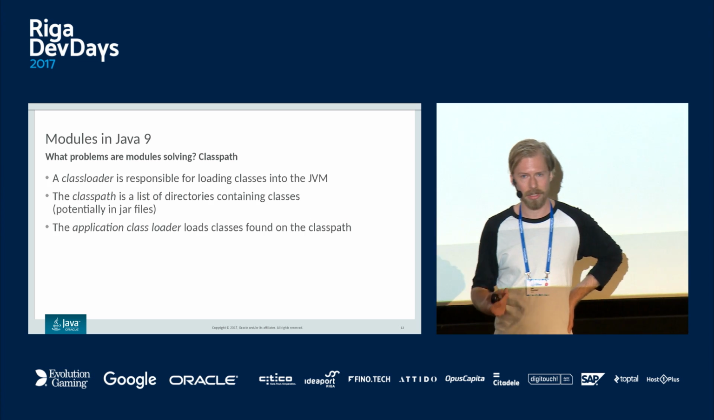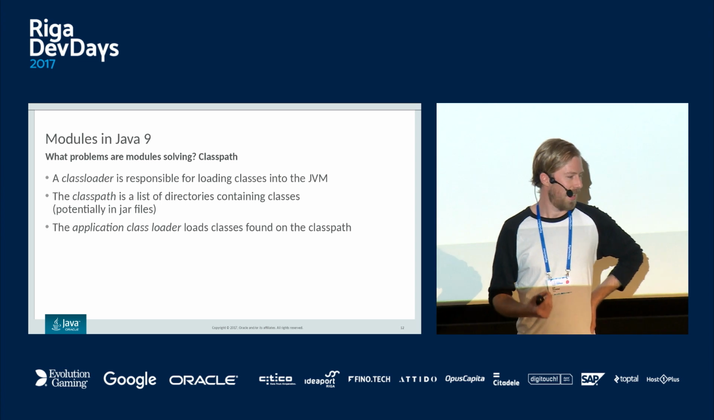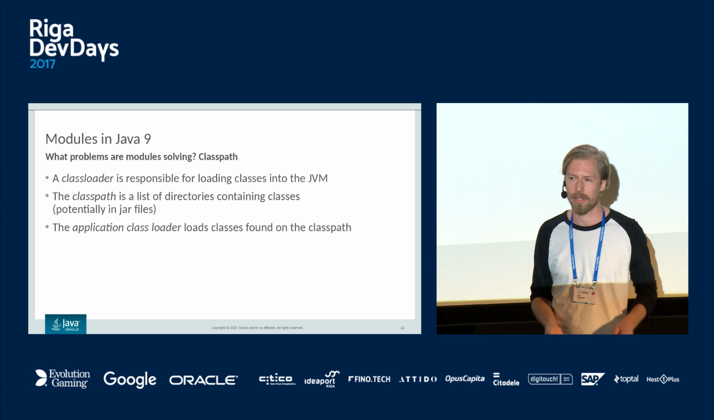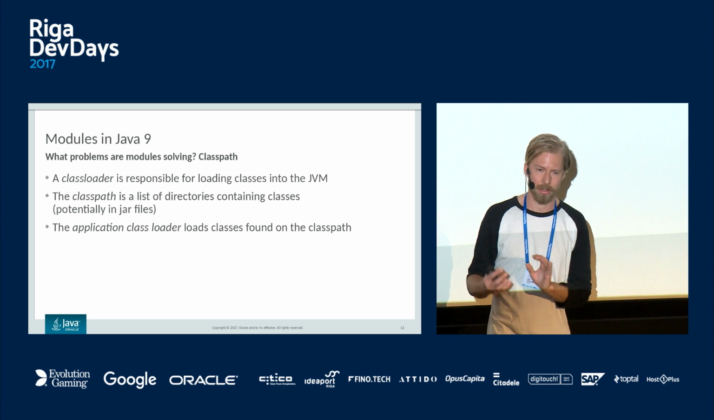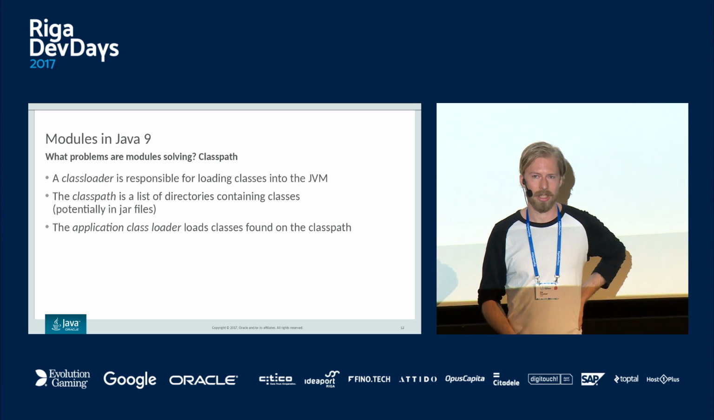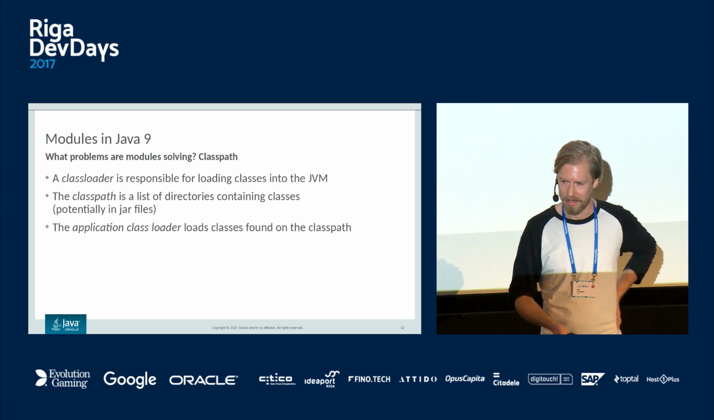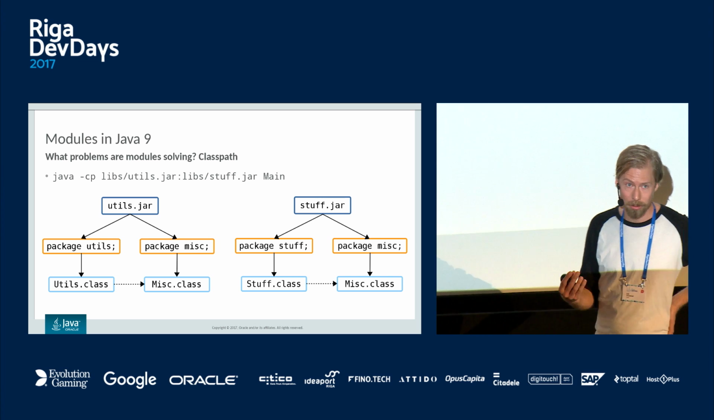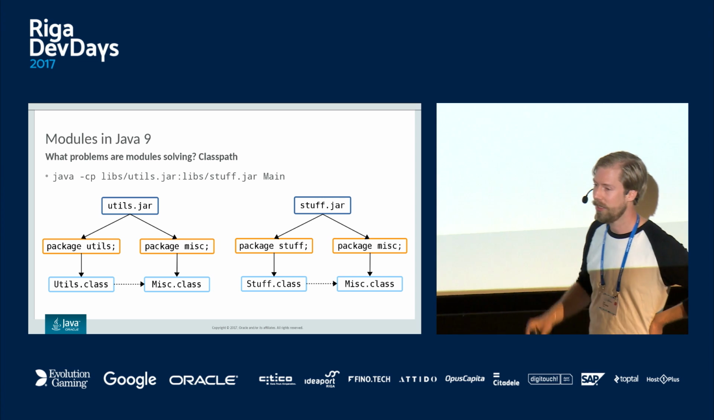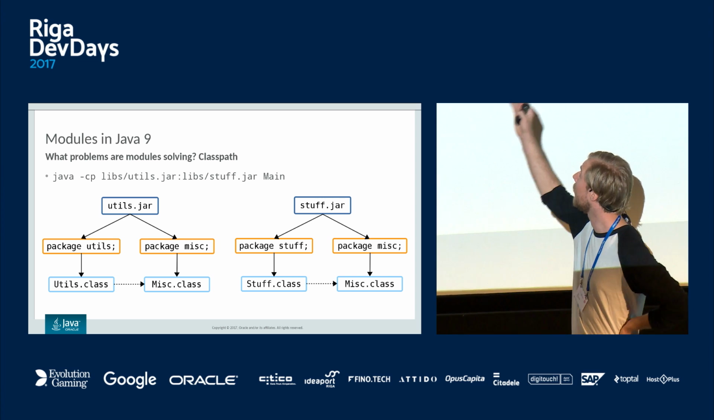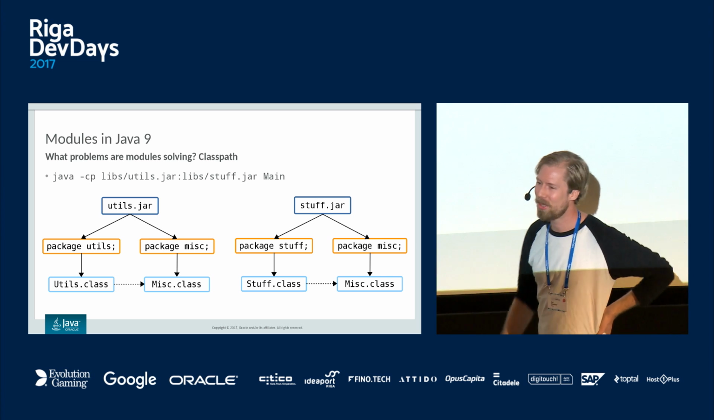So first, some definitions. A class loader is responsible for loading classes into the JVM. The class path is a list of directories containing class files, and they are potentially bundled up in jar files. And the application class loader is responsible for loading classes found on that class path. So looking at an example, you guys are probably all familiar with this. We have a Java invocation with a class path containing 2 jars. We have the utils.jar and the stuff.jar. This is a great application. And we're running the main program.